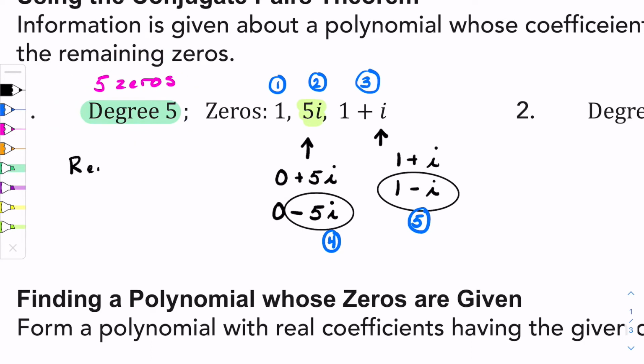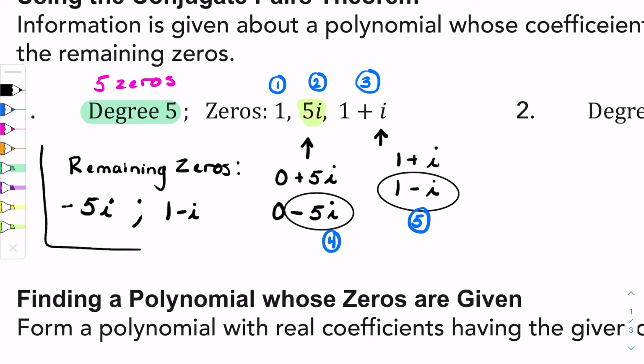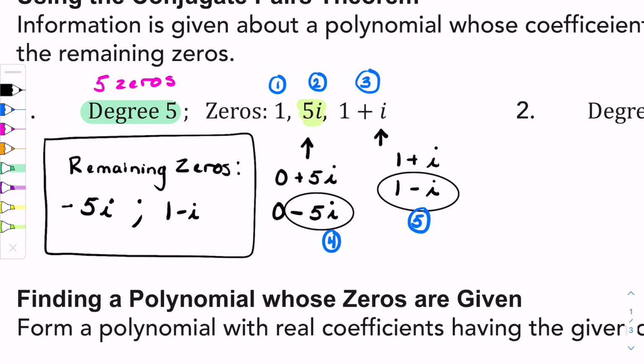But to answer this question, the remaining zeros would be negative 5i and 1 minus i. So in this type of problem, all you're doing is identifying the conjugate of any imaginary unit that you see.